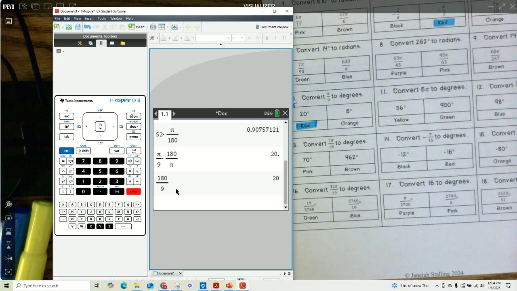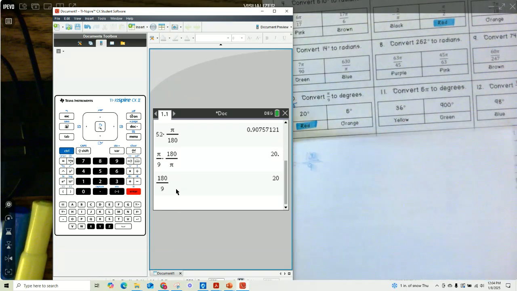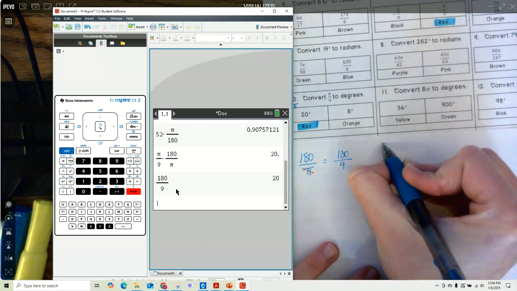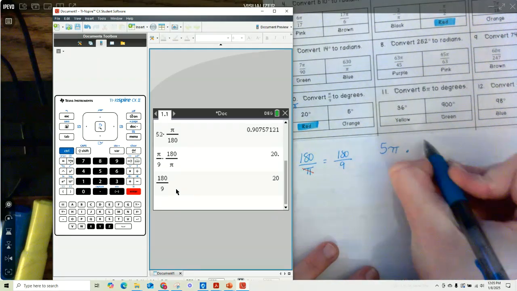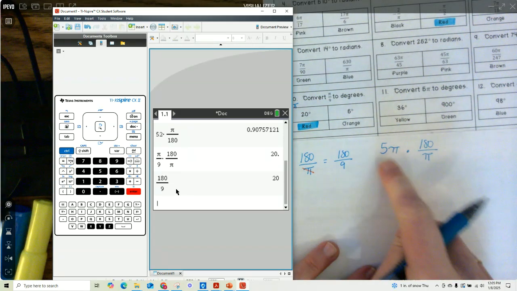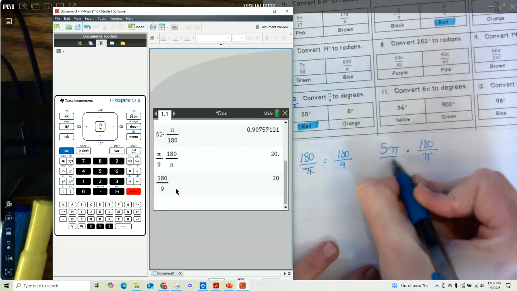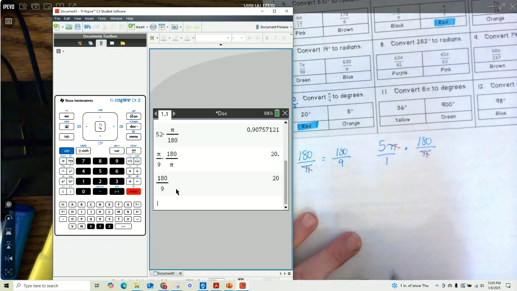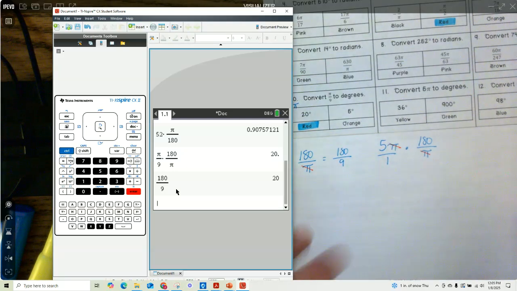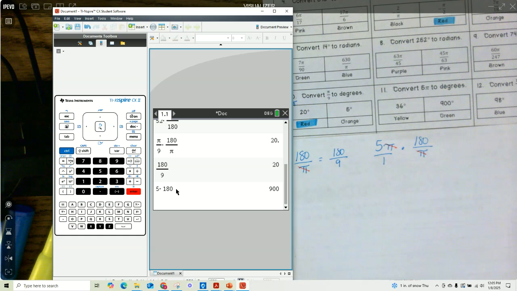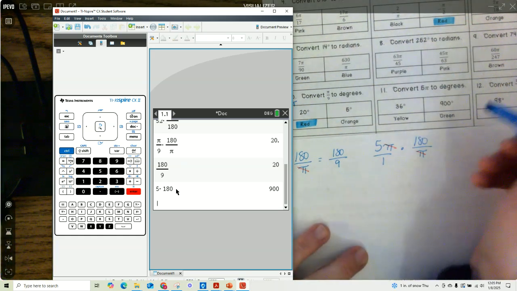Let's look at 11. So 11's just 5 pi. Doesn't have a bottom. We still do the same thing though. 5 pi times 180 over pi. This is a whole number. Put it over 1. The pi's still cancel each other out because one's on top and one's on bottom. So for this problem, all we have is 5 times 180. So that one's 900.